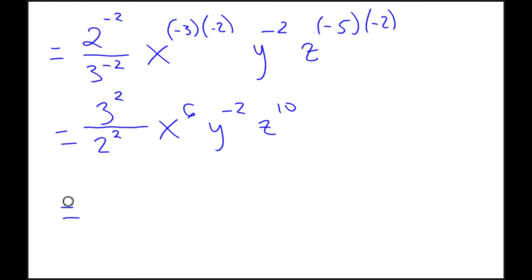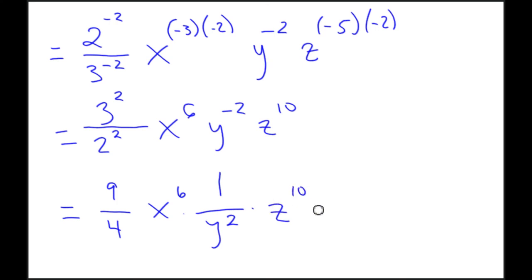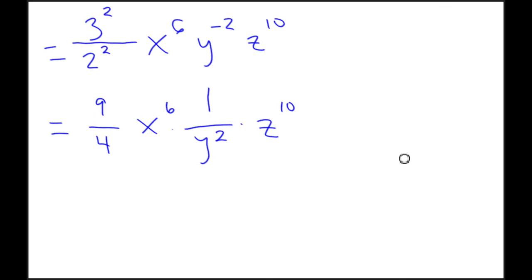All right, so now we're just simplifying things still here. 3 squared we know is 9, and 2 squared we know is 4. Then we have times x to the 6th. And instead of having y to the negative 2, we can write this as 1 over y squared, right? Because that's what happens if you want to get rid of the negative: you move it to the other side of the fraction. And then z to the 10th. Now we're ready to combine this all into a single term.